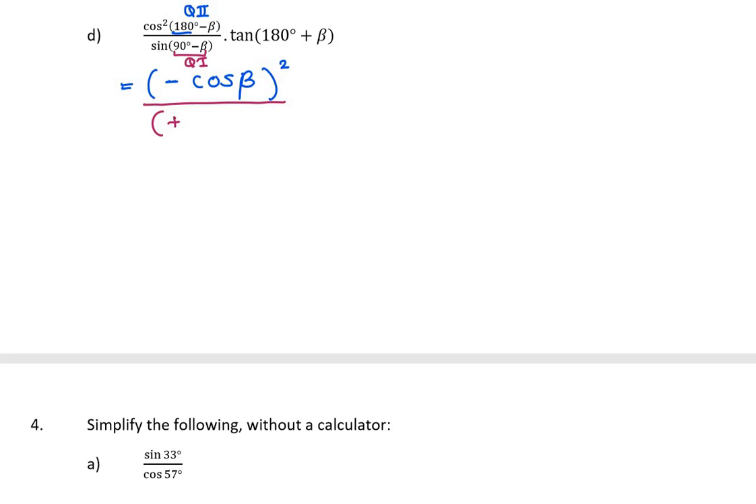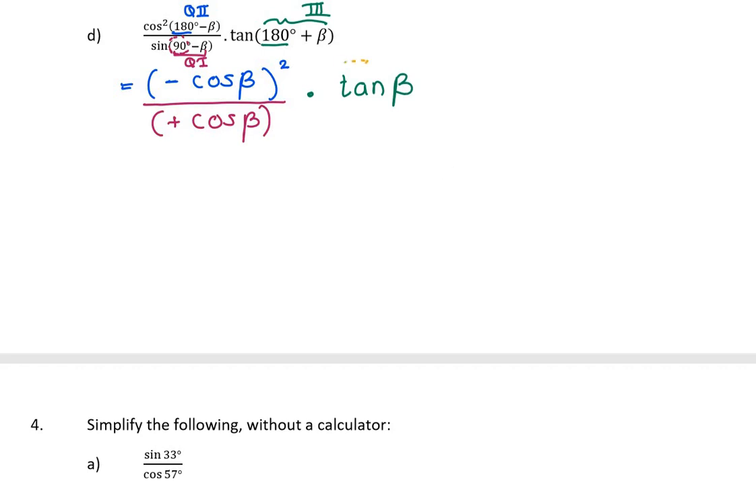And sine, however, is going to change its name to its co-ratio of cos, simply because I was working from 90 degrees. Times by 180 plus an angle is quadrant 3, but we're talking tan here, so tan's positive in quadrant 3, and I'm working from 180, so that name stays the same, so it's tan beta.